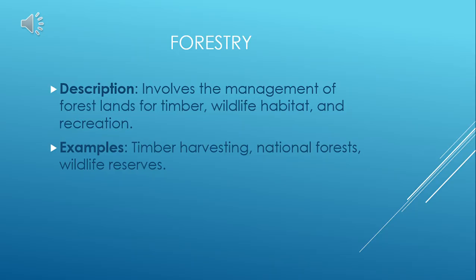Now the second type is forestry land use. What is forestry land use? It involves the management of forest land for timber, wildlife habitat and recreation. Examples: timber harvesting, national forest, wildlife reserve. It means the land which is specially used for forest purposes, for the wildlife reserve, where we can keep the animals. It is national forest, timber forest. These are the examples of forestry land use.